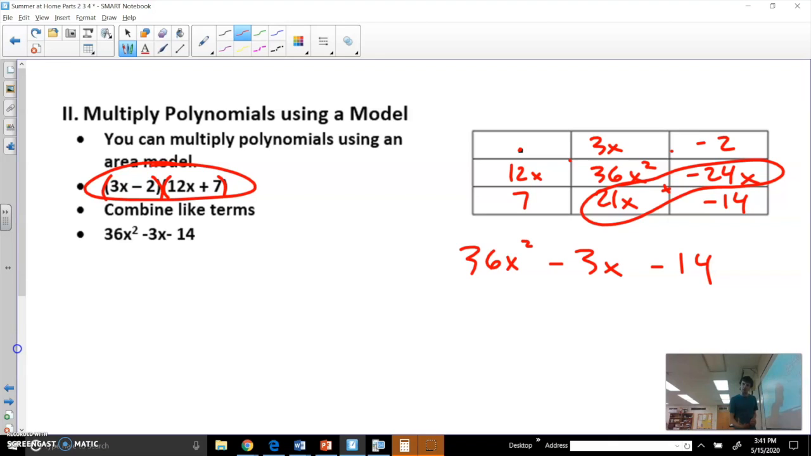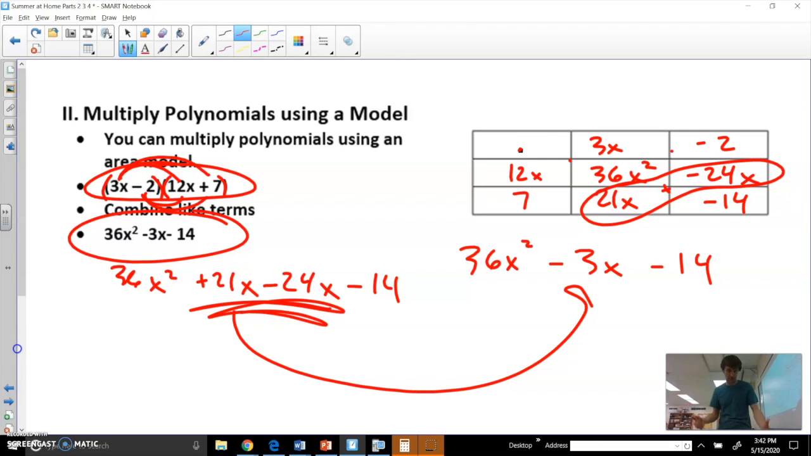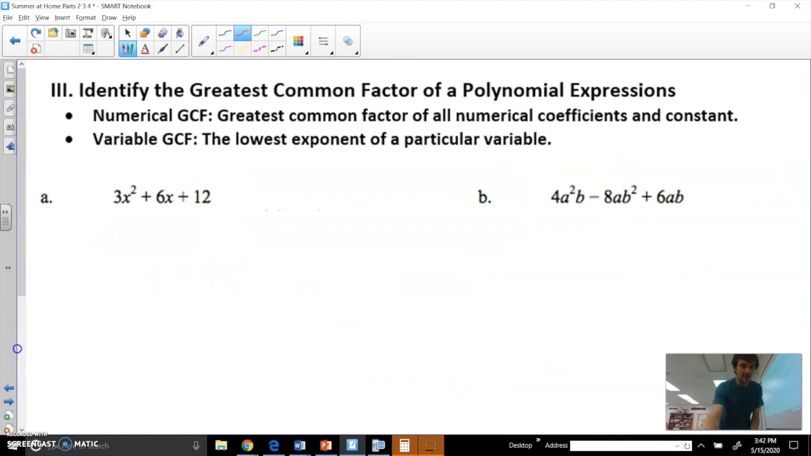Some people don't really use the model like that. Some don't draw the box. They just use what's like double distribution: 3x times 12x, 36x squared. 3x times 7, 21x. Negative 2 times 12x, negative 24x. Negative 2 times 7, negative 14. And then you can simplify any terms that need to go together to get your final answer after you have combined like terms. Okay? So that is multiplying polynomials together.